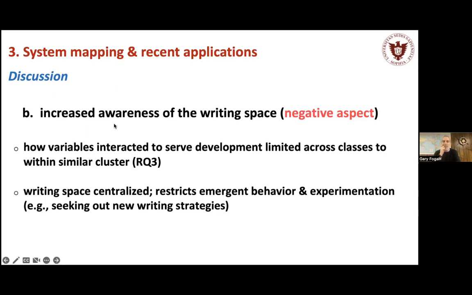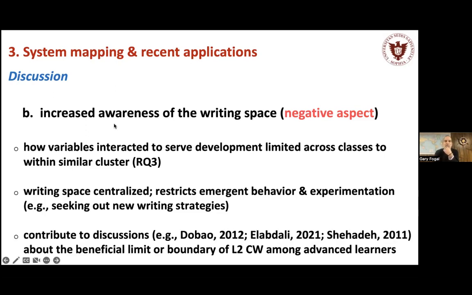This finding, I thought, was particularly surprising in the collaborative writing class, given the expectation I had based on findings in other domains of collaborative work, that working with multiple group members on repeated problem-solving tasks like responding to an essay would expose students to various ways of thinking that would translate into diverse perceptions of the writing space. But the present study suggests that collaborative opportunities did not advantage the collaborative writing group in this way. So these findings can contribute to discussions about the beneficial limit or maybe the boundary of L2 collaborative writing among advanced learners.